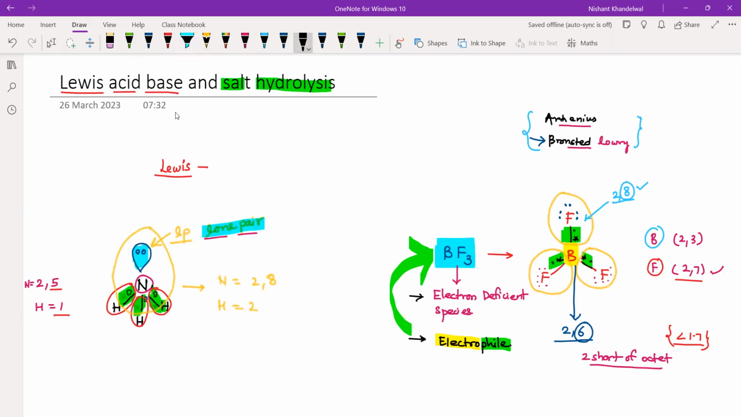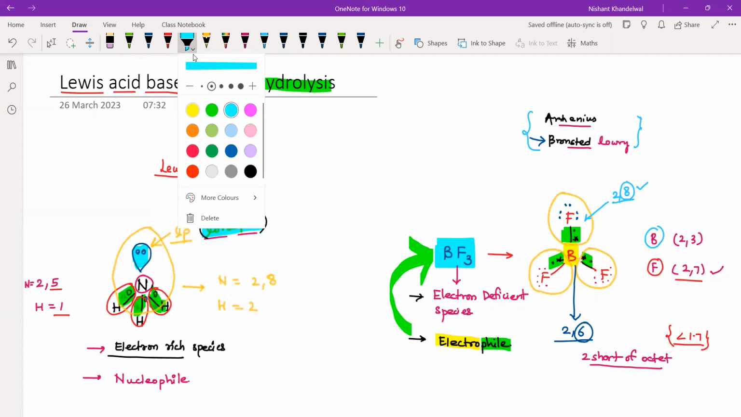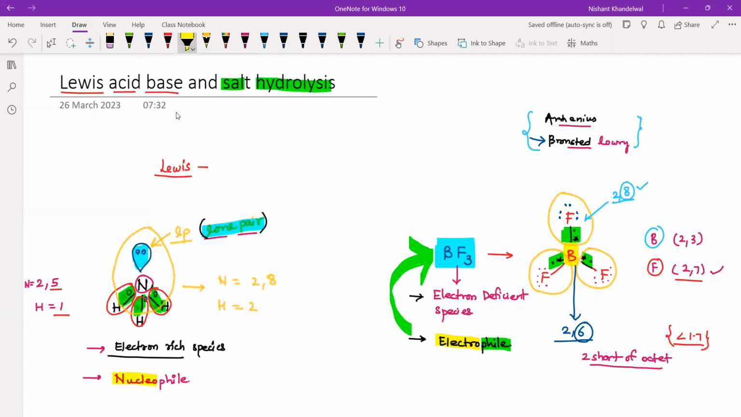This molecule is called an electron rich species. Why is it electron rich? Because it has a lone pair, an excess of electrons, and lone pairs are those which normally do not participate in bonding. For this species there is a common term, which is known as nucleophile. Because they have more electrons, they are seeking nuclei, like positive charge, so that they can share.